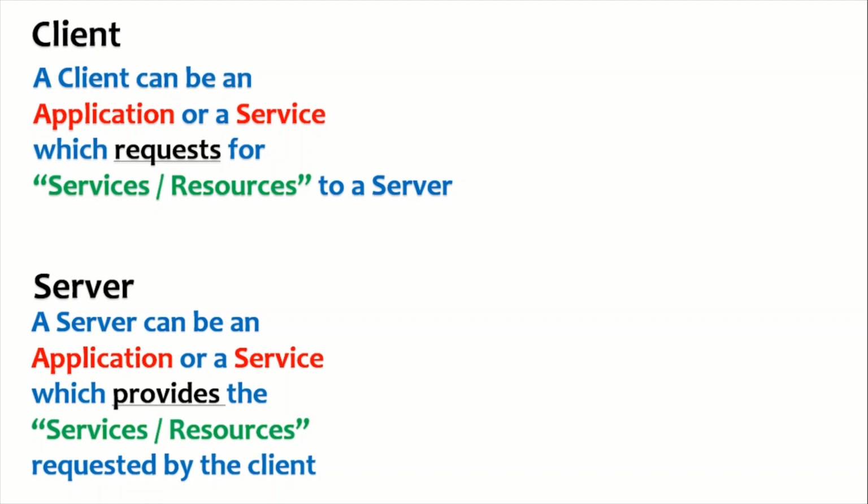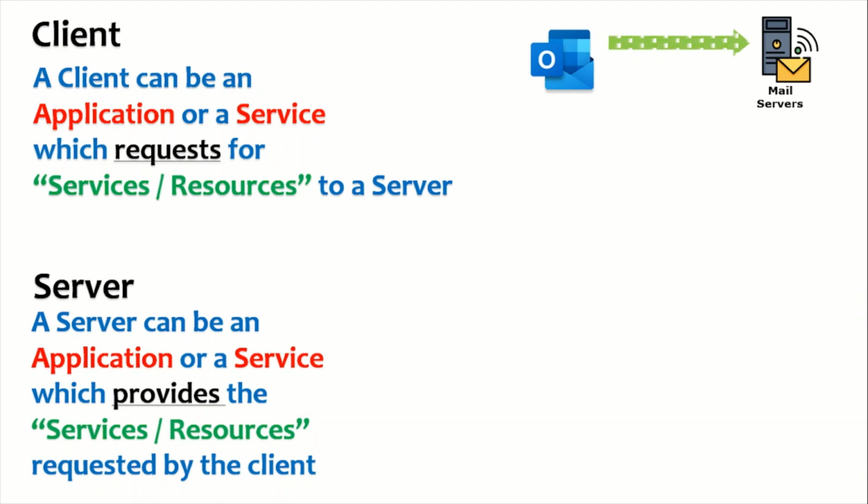So let's take an example over here. We have, say, Microsoft Office Outlook, and we have a mail server. It can be any mail server. It can be on-premises Exchange, or say Lotus Notes, or even Office 365. So Outlook as an application will request mail service from the mail server, and the mail server will provide services and resources to the application, Outlook.